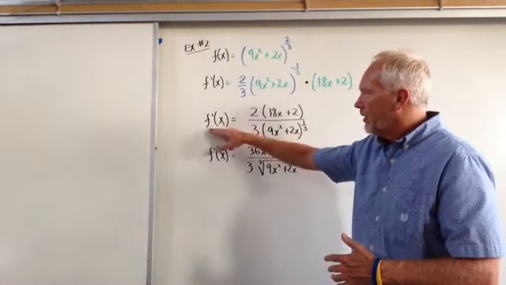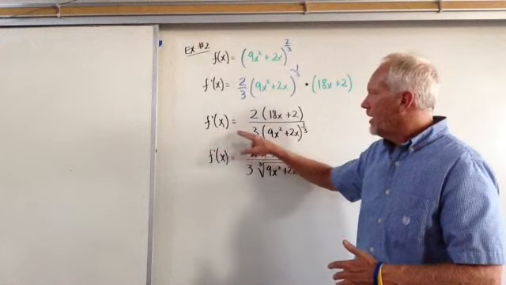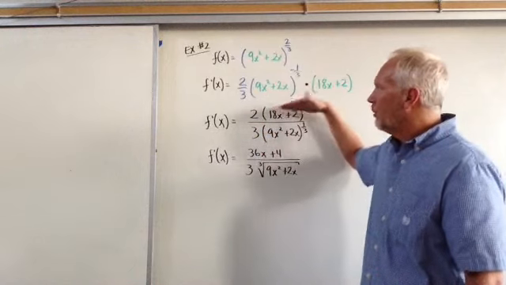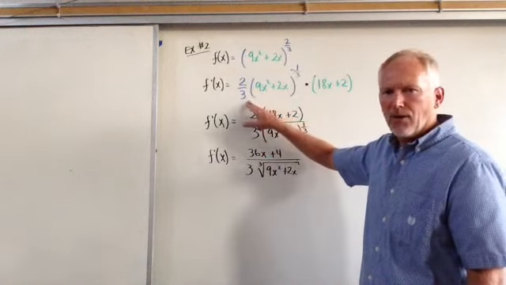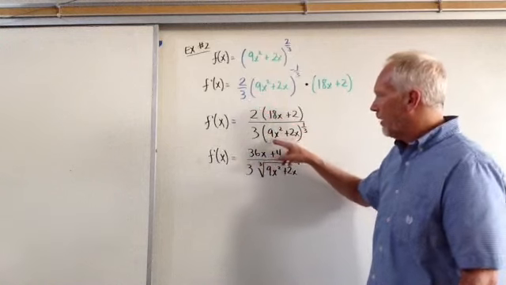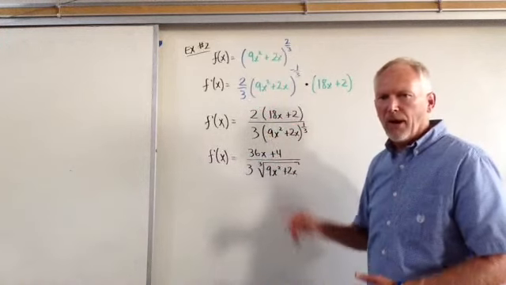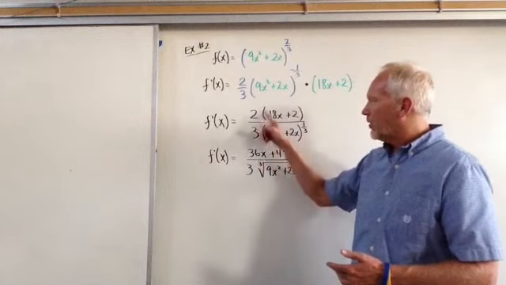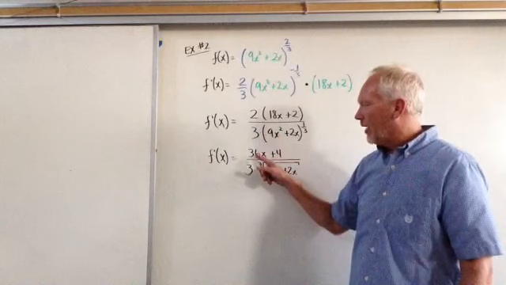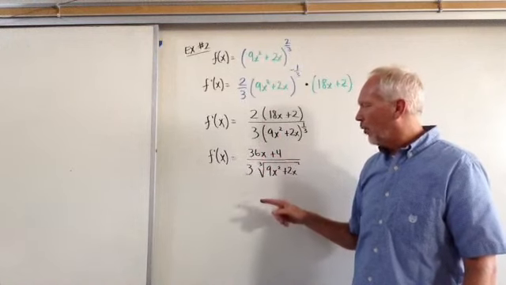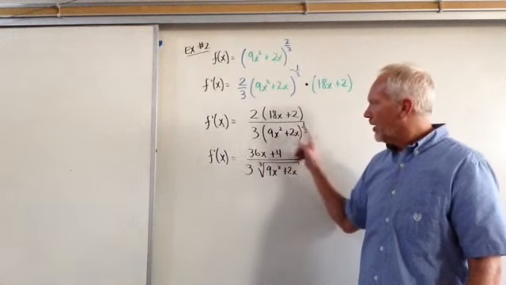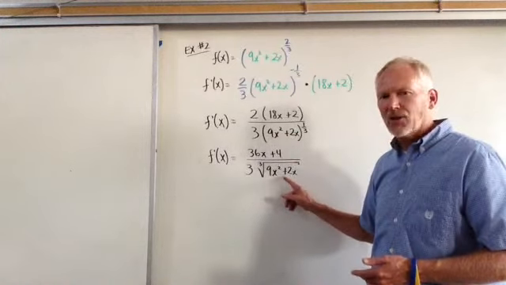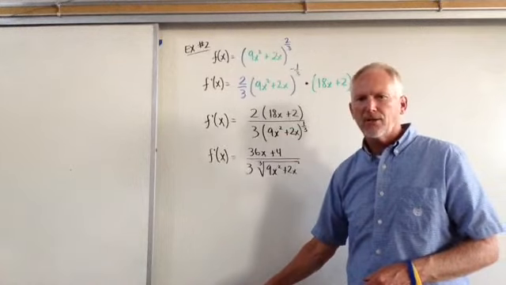So if I do that, I get f prime of x is equal to 2 times 18x plus 2 in the numerator. And then my 3 was already in the denominator. So what we do is we move that 9x squared plus 2x to the 1/3 power. And if I want to, I can simply rewrite it. I can distribute the 2 in the numerator, and we get 36x plus 4, and then 3. And I can change this 1/3 power to the cube root. So we get the cube root of 9x squared plus 2x.